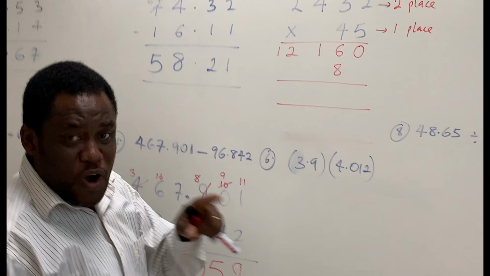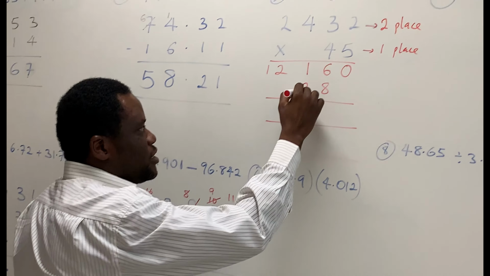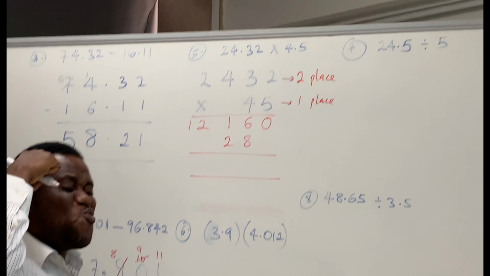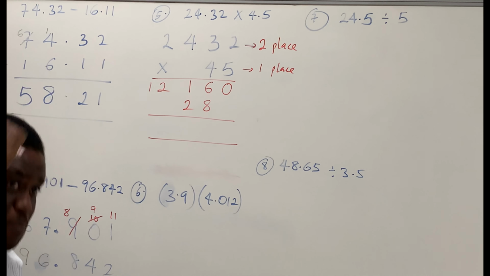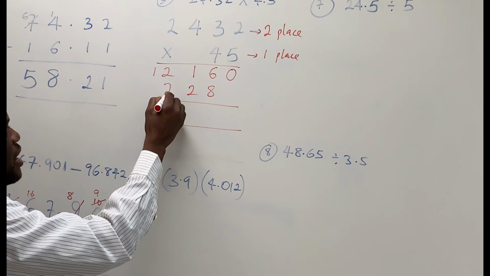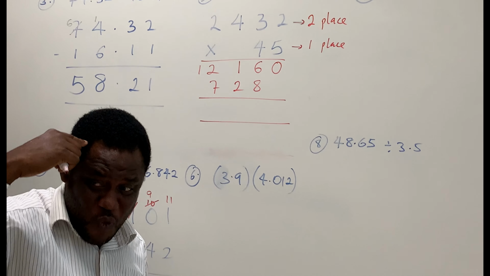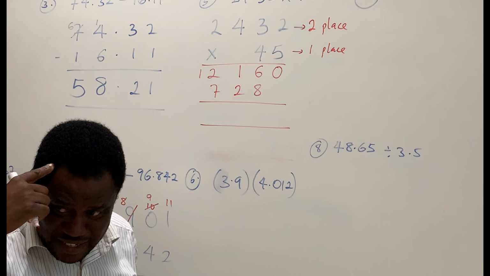4 times 3 is 12. I write 2, I keep 1. 4 times 4 is 16, plus that one, 17. So I write 7. I am keeping 1. Please do it like this. Don't use a calculator.